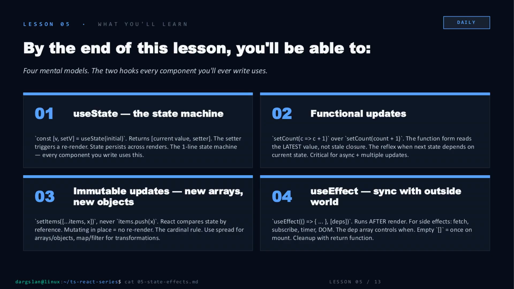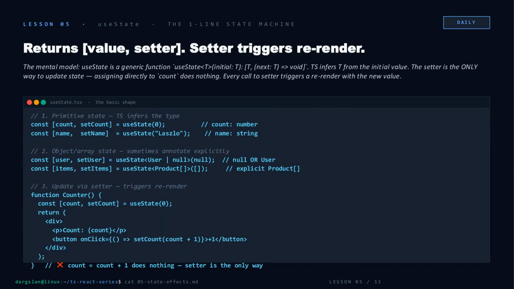First, useState itself, the one-line state machine every component leans on. Second, the functional update form, passing a function to your setter so you read the latest value, not a stale one. Third, immutability. New arrays, new objects, never mutate in place, because React compares by reference. And fourth, useEffect, your component's bridge to the outside world, running after render with a dependency array that controls when. Let's start with the first model.